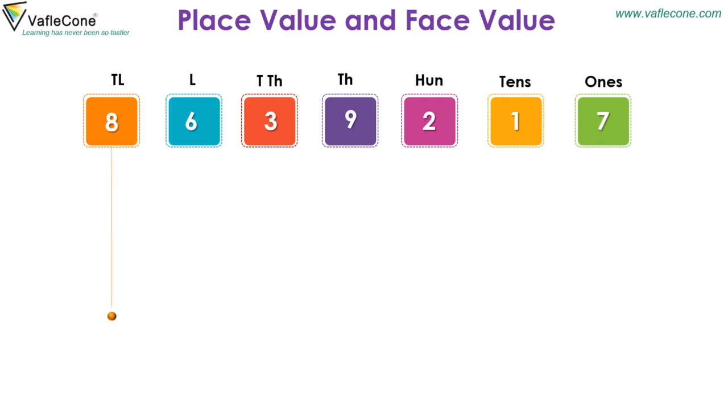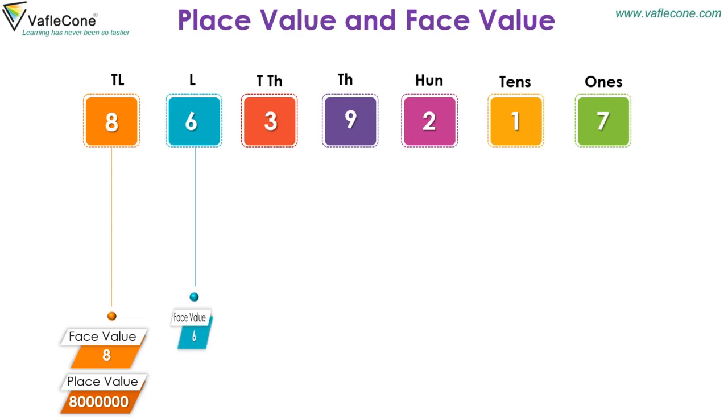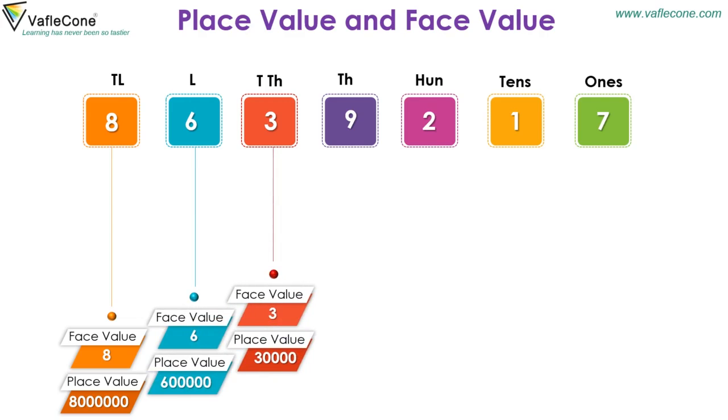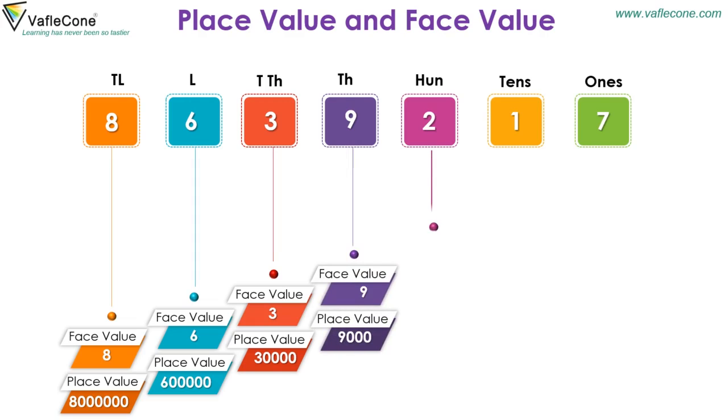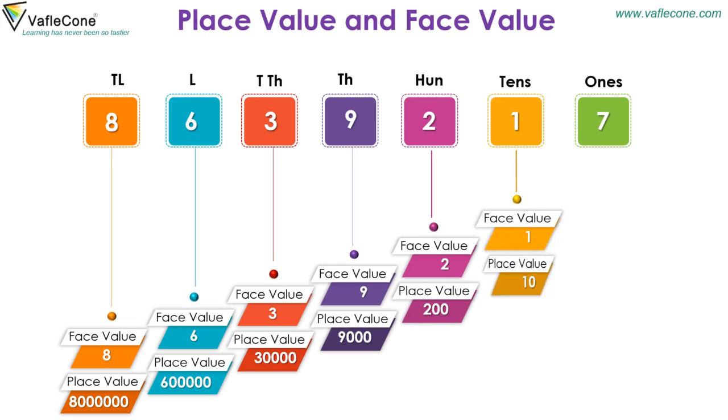For 8, face value is 8 and place value is 80 lakh. For 6, face value is 6 and place value is 6 lakh. For 3, face value is 3 and place value is 30,000. For 9, face value is 9 and place value is 9,000. For 2, face value is 2 and place value is 200. For 1, face value is 1 and place value is 10. For 7, face value is 7 and place value is 7.